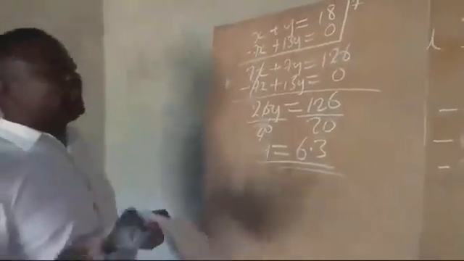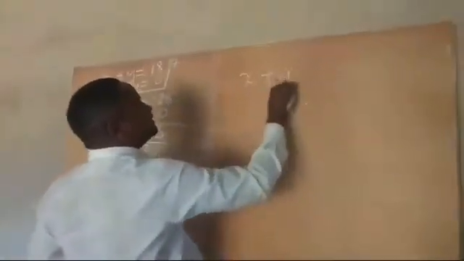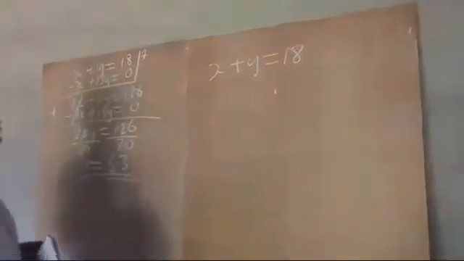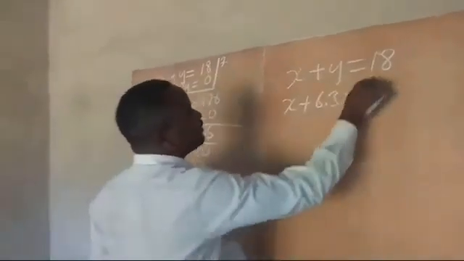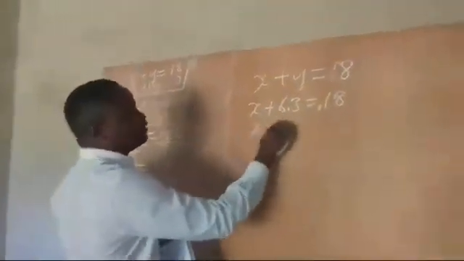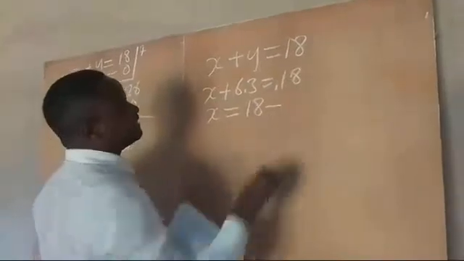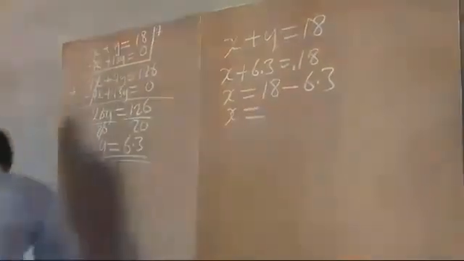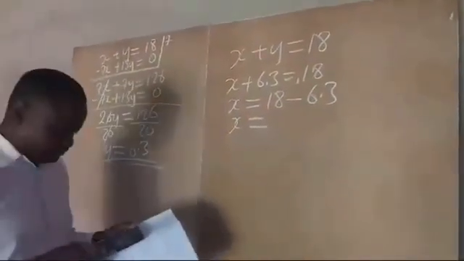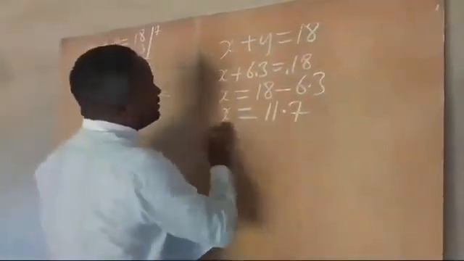To solve for x, we are just going to take our constant equation. What is the constant equation? The constant equation is x plus y is equal to 18. So where there is y, we put 6.3. So it will be x plus 6.3 is equal to 18. We collect the like terms. x is going to be equal to 18, and the 6.3 will cross the equal sign and it's going to be minus 6.3. So our x is equal to 18 minus 6.3, which is equal to what? 11.7.